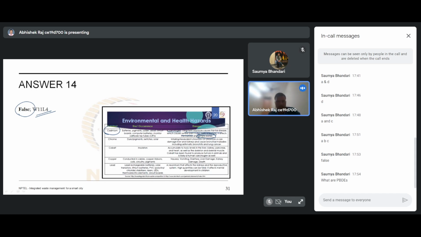Okay, PBT, first of all. PBD is basically a component, so it will also be found in e-waste. I think it is polybrominated diphenyl ethers, so that is PBD. I think it has cancerous effects. It has been found to cause tumors.